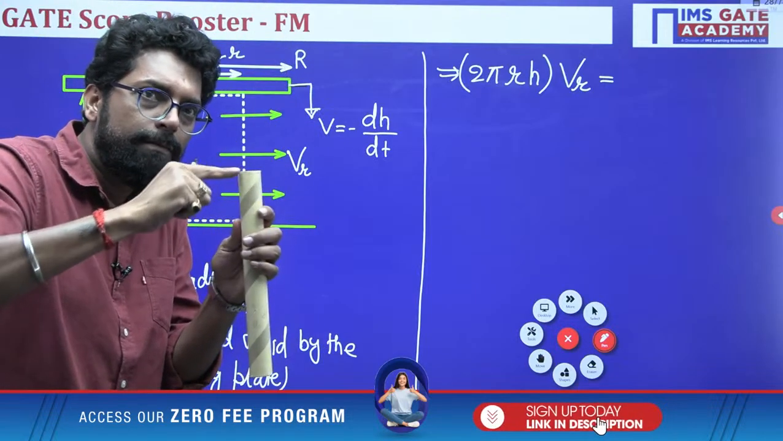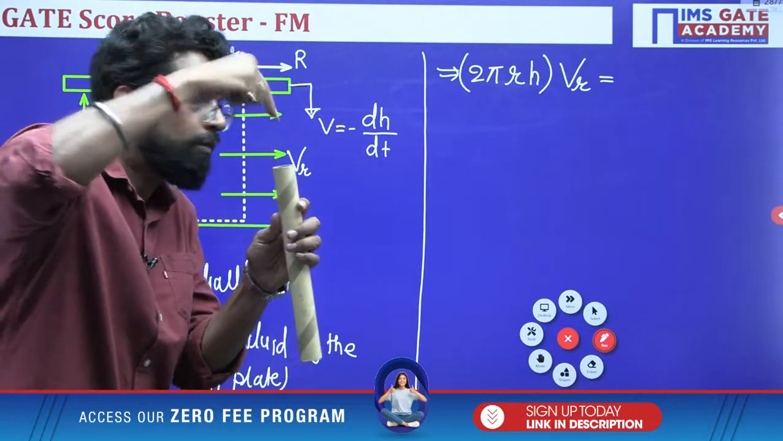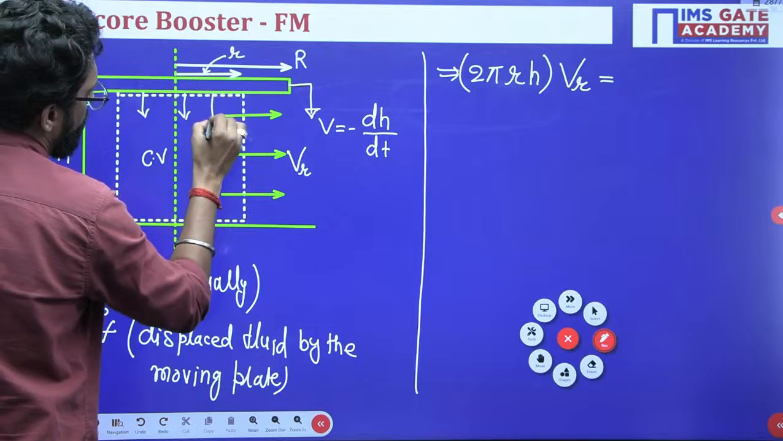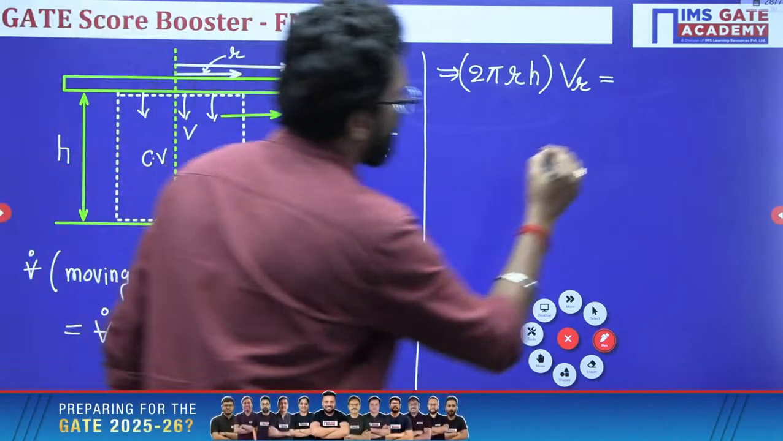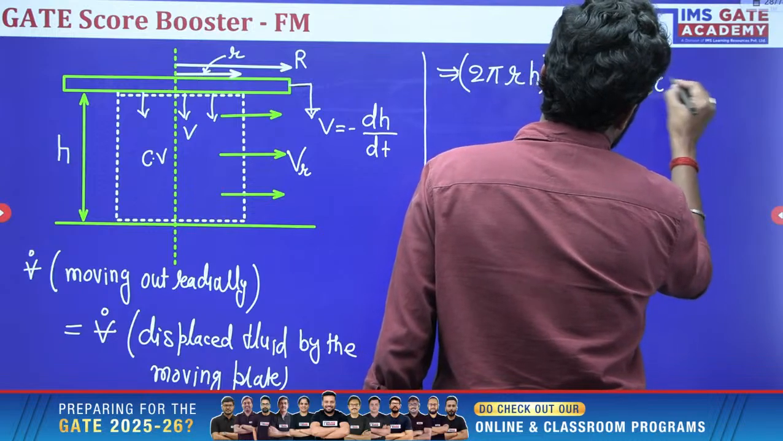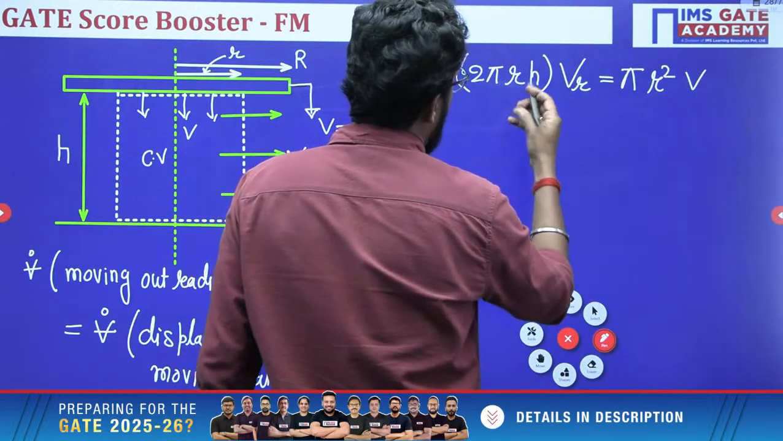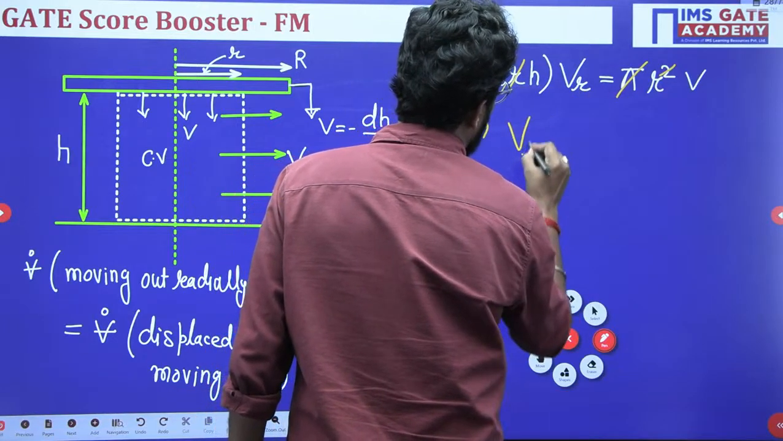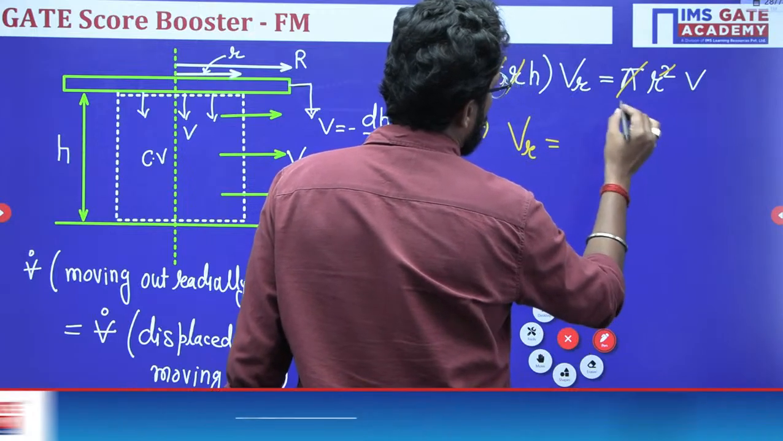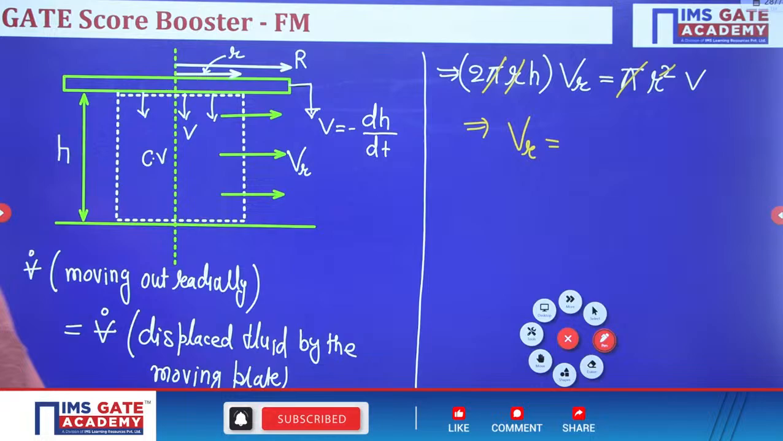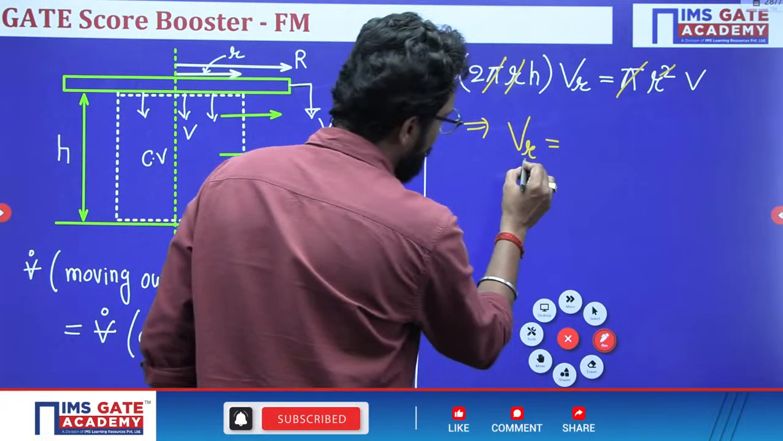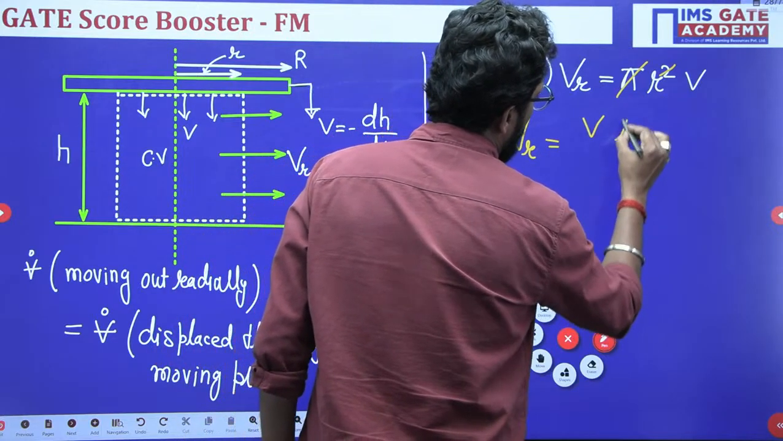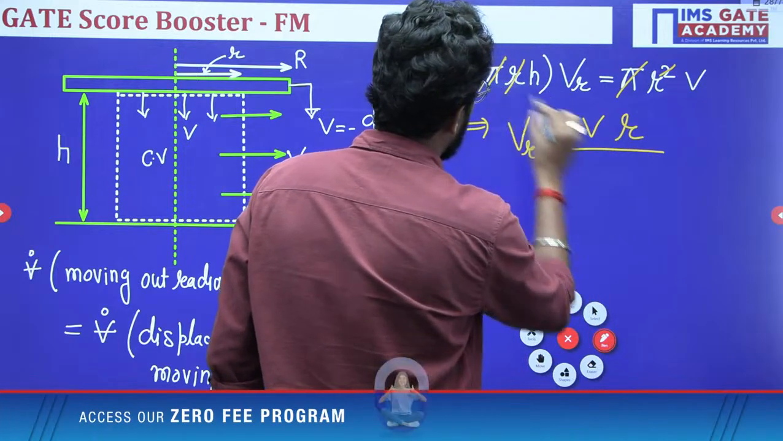And what is the cross section here? Pi R square. Because this fluid is in, and here this is V. So the cross section is pi R square, pi R square into V. So pi cancels, one r cancels. So what is VR? VR, the radial velocity, this r stands for radial velocity, is equal to V into capital R, don't confuse, divided by 2h.